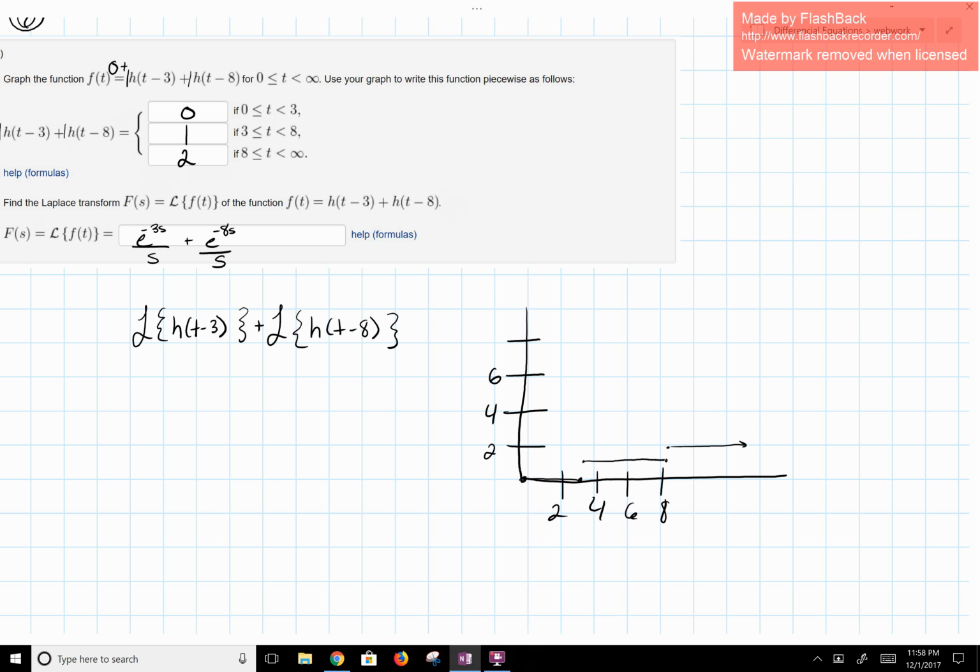There's also another function. I can't pronounce it at the moment, but it looks like that. Don't confuse the two. There is a different Laplace transform for that.